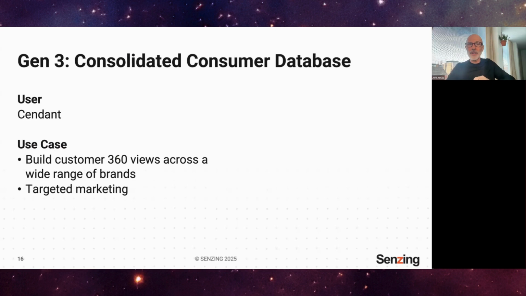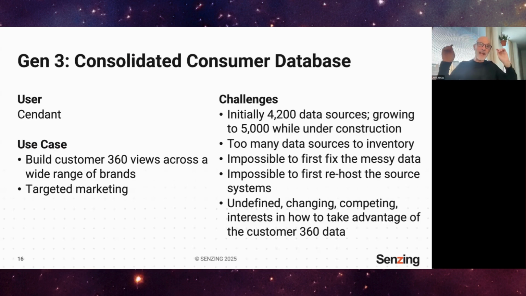It's for targeted marketing. Here's the challenge: we started out with 4,200 data sources. While we're trying to take the plane off and build it, they ended up with 800 more. There's too many data sources to even inventory. It'd be like painting the Golden Gate Bridge. You get to one end. Imagine trying to inventory that many. By the time you get to one end, they're changing out versions.